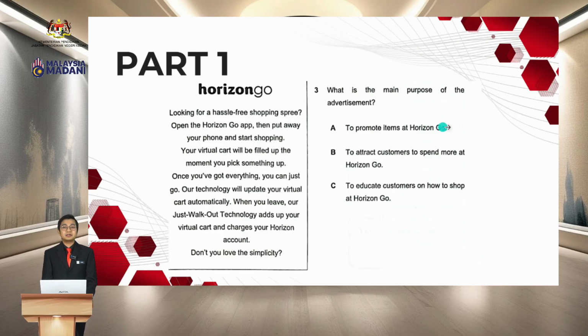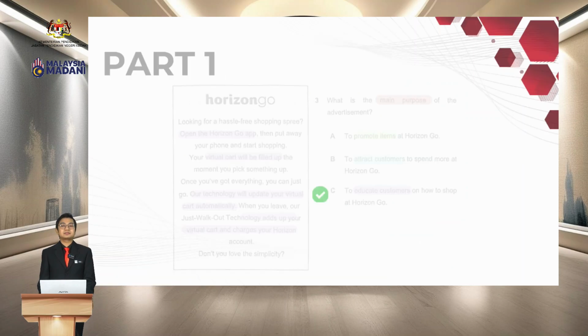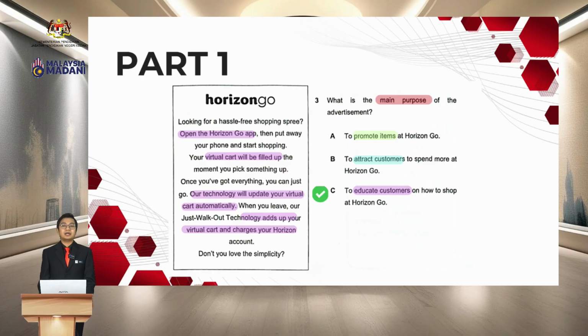The answers given are: to promote items at Horizon Go, to attract customers to spend more at Horizon Go, and to educate customers on how to shop at Horizon Go. So we have to read the text given. Students, I have highlighted for you the keywords that reflect the keywords in the answer scheme. Let's look at the first answer choice, to promote items at Horizon Go. If we look back at the text, there is no item being promoted in the advertisement.